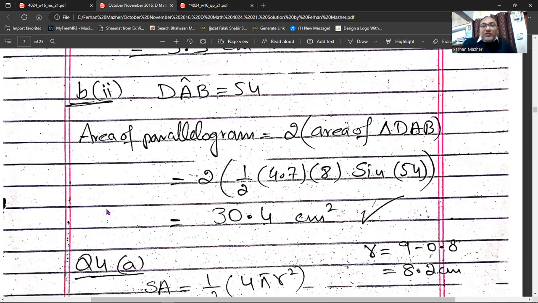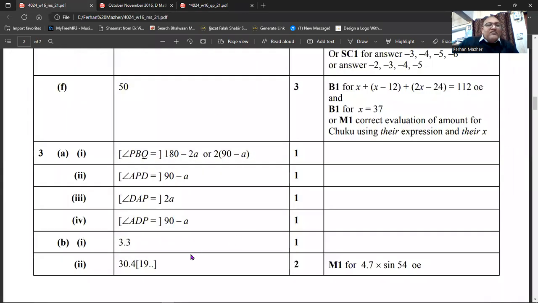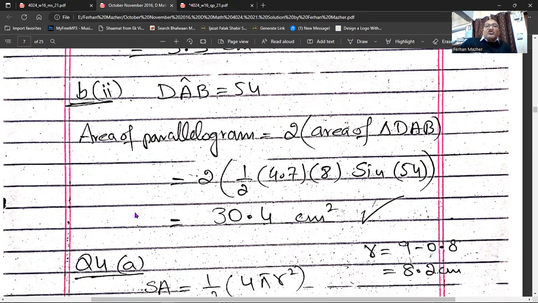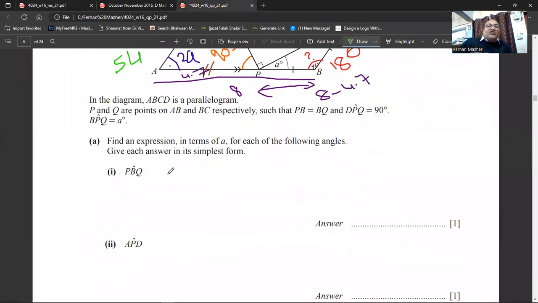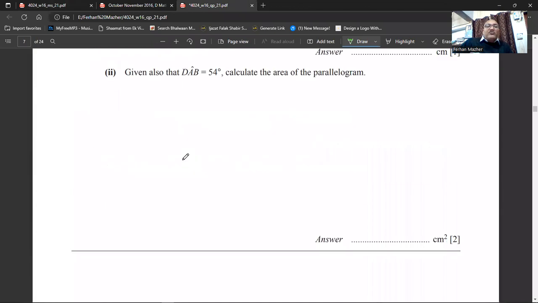So in your calculator, you will enter 2 multiply 1 divide 2 multiply 4.7 multiply 8 multiply sine 54 equals, and that will be 30.4 centimeters square. So let's check. It will be 30.4 centimeters square. So our answer is right. This is the solution. I hope you understand. So that was question number 3, my dear students.